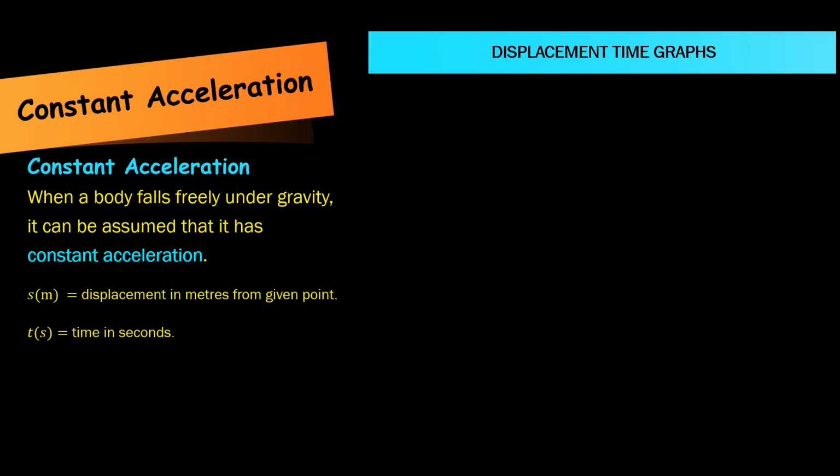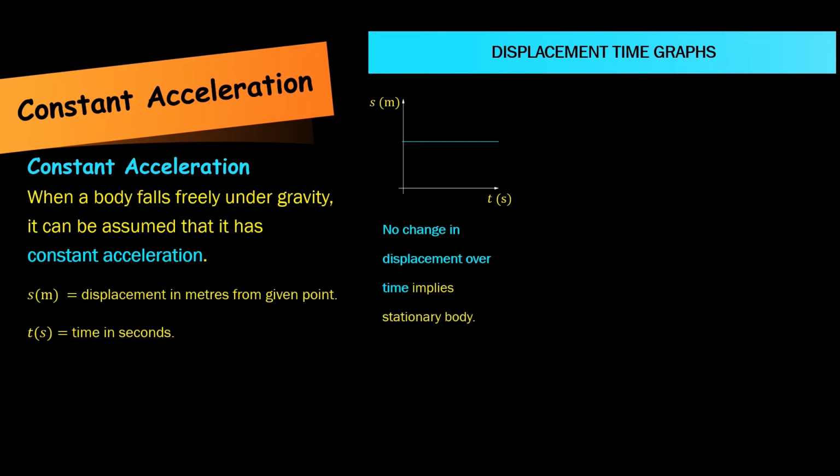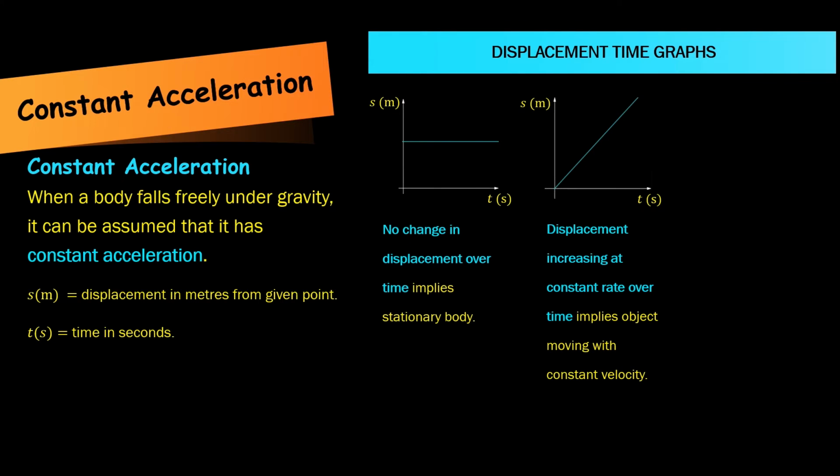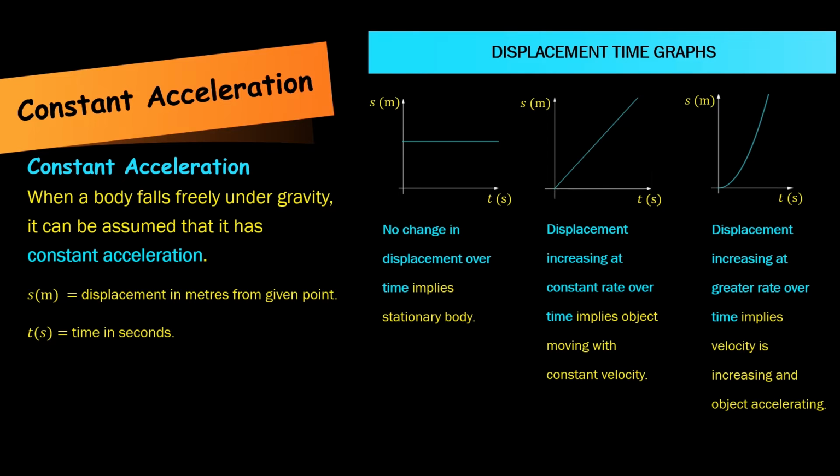So let's summarize the key points again. This graph indicates that there is no change in displacement over time and implies that the body is stationary. This graph indicates that displacement is increasing at a constant rate over time and implies that the object is moving with constant velocity. And this graph indicates that the displacement is increasing at a greater rate over time, which implies that the velocity is increasing and therefore the object is accelerating.